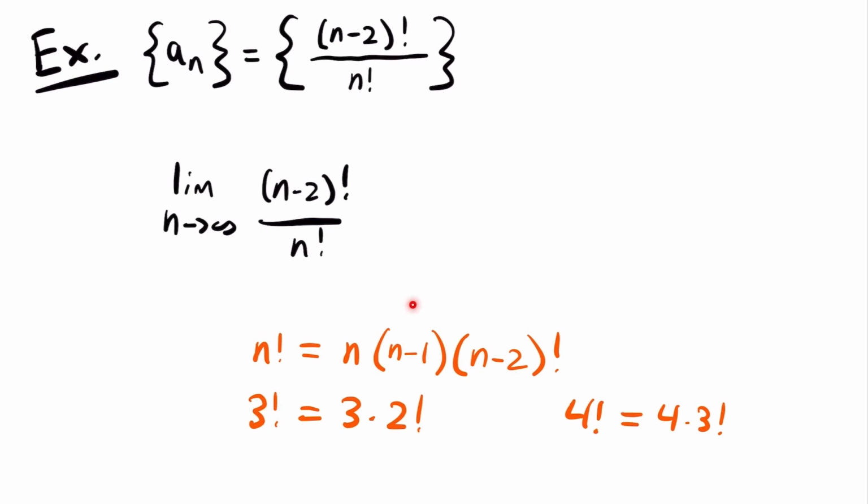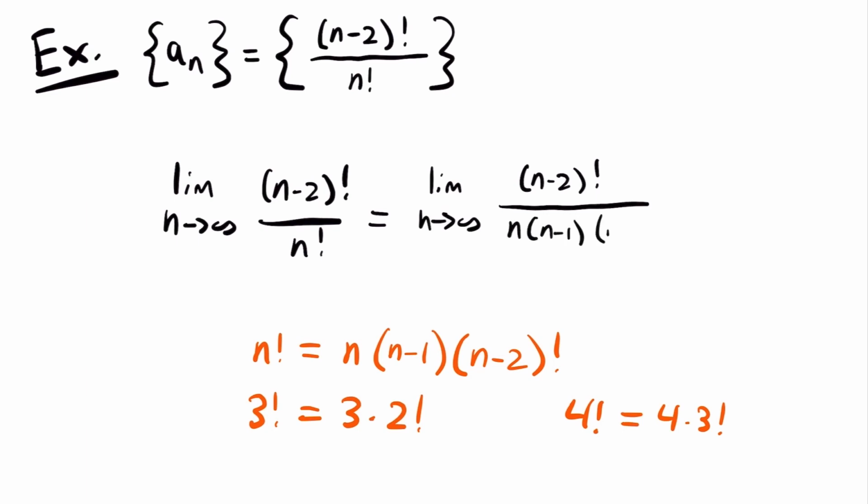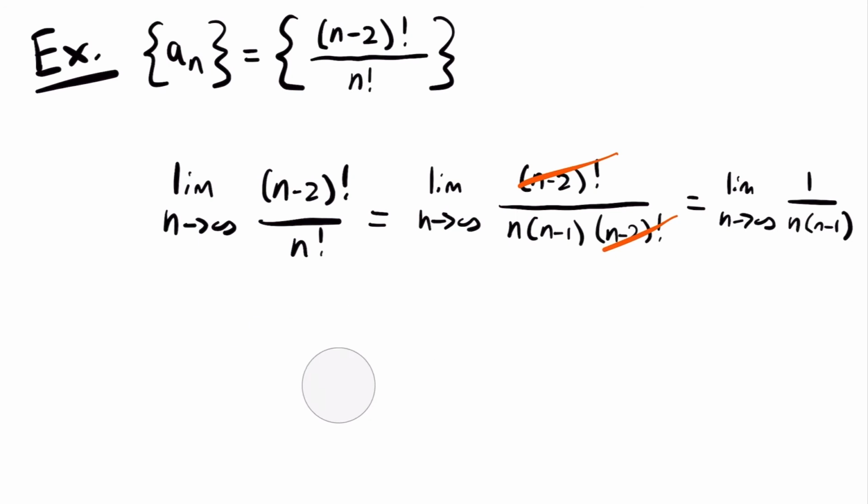The reason we want to do this is because if we replace n factorial in our denominator with this expression, (n minus 2) factorial will cancel out with the numerator. And so what we'll have is the limit as n approaches infinity of (n minus 2) factorial divided by n times (n minus 1) times (n minus 2) factorial, and those factors will cancel out and just leave us with the limit as n approaches infinity of 1 divided by n times (n minus 1). By doing that, we completely eliminated the factorials from our limit, and now we just have a limit of a simple rational function.